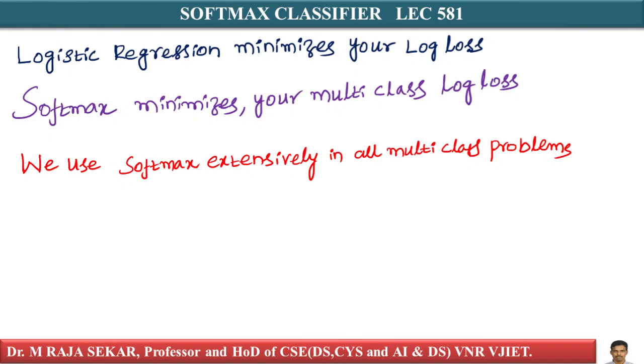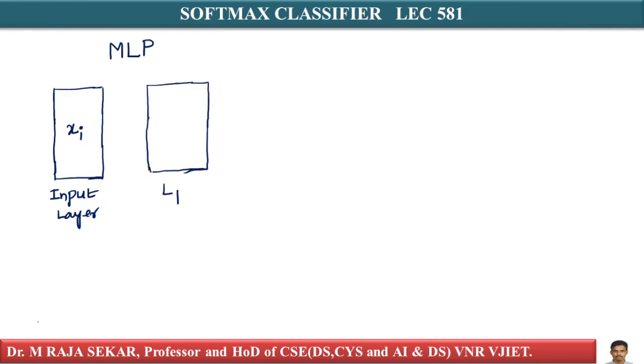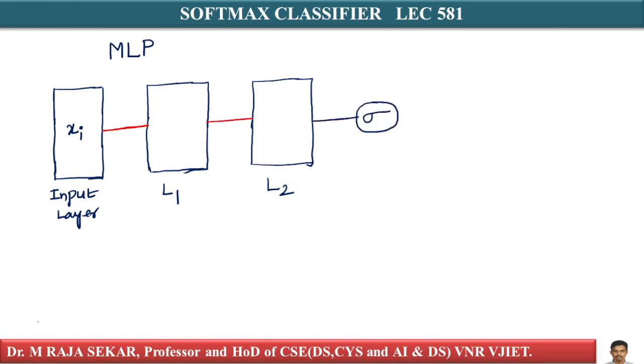For example, let's assume we have a multi-layer perceptron. I have the input layer, this is my input xi, I have layer 1 and layer 2, L2 is layer 2. Let me assume this is a 2-class classification problem. The output layer is a sigmoid layer, which generates my yi cap.